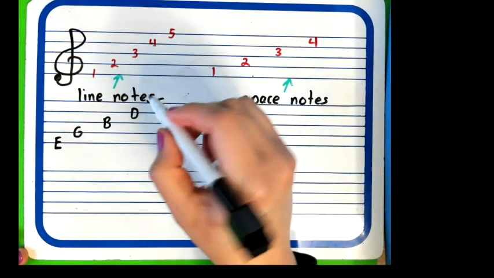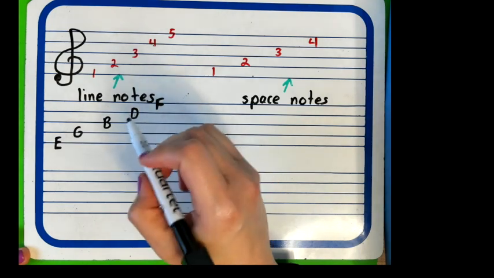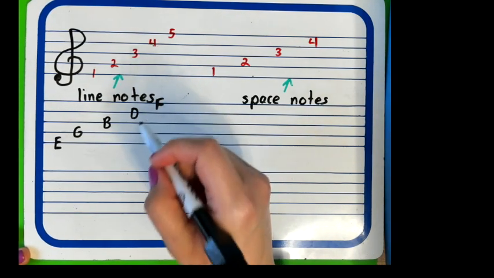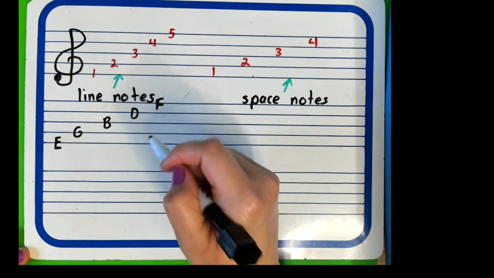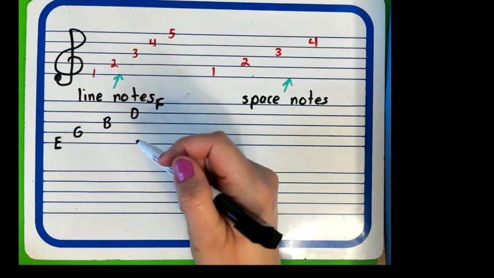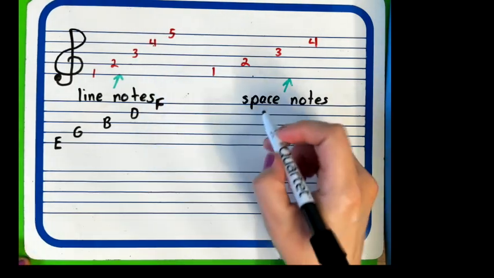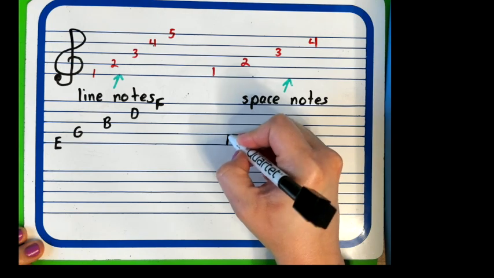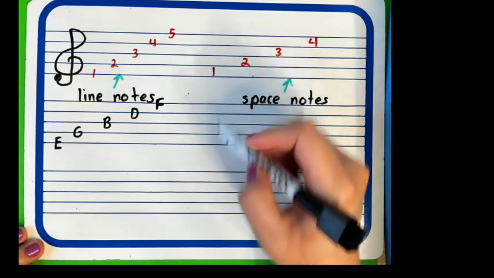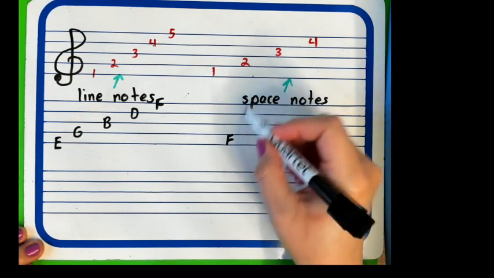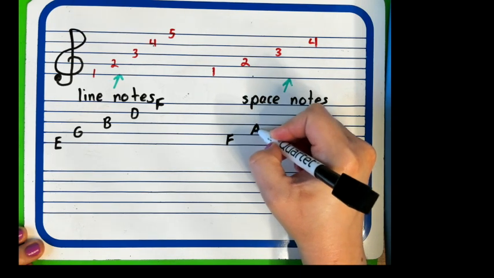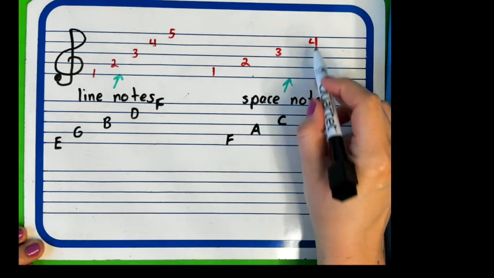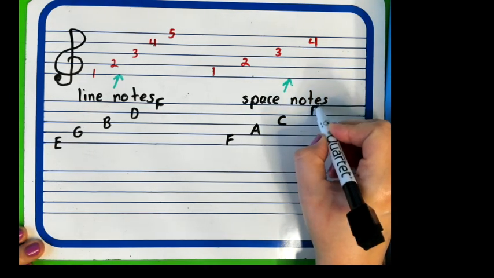Okay? And now remember, our musical alphabet tells us that we only go up to the letter G and then we start all over again. So we're not going to see any lines or spaces that are named R or M or W, right? So in the space notes, someone said that our first space, space number 1, is an F. Space number 2 is an A. Space number 3 is the letter C. Space number 4 is the letter E.